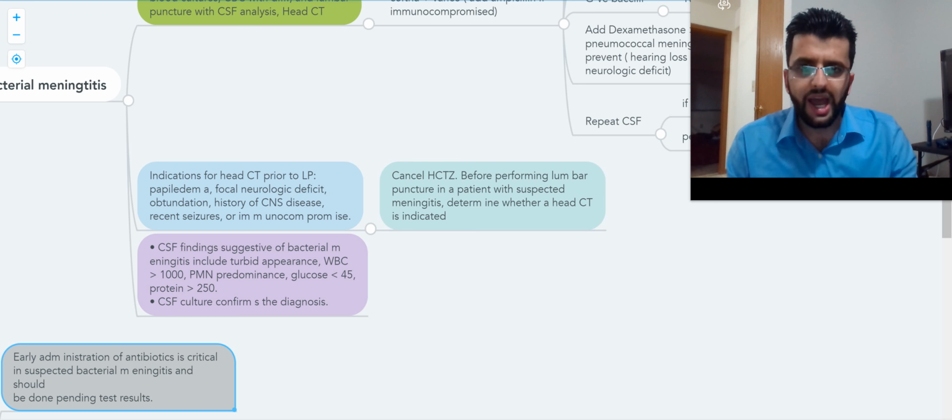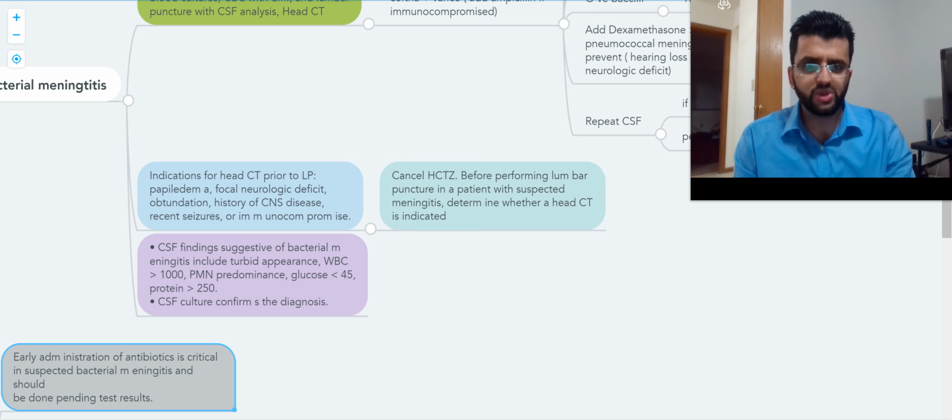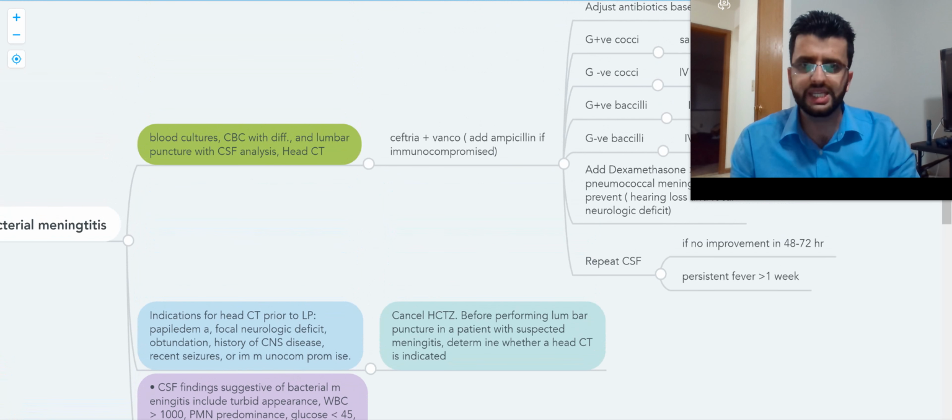Okay, after that we hold hydrochlorothiazide. We cancel hydrochlorothiazide before performing lumbar puncture in patients with suspected meningitis, just to determine whether head CT is indicated.